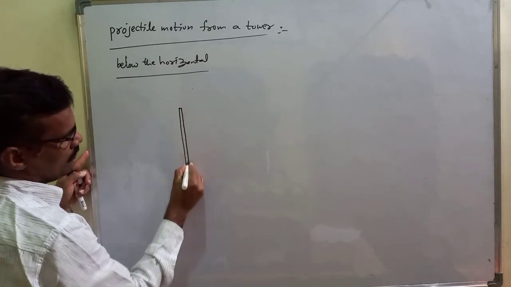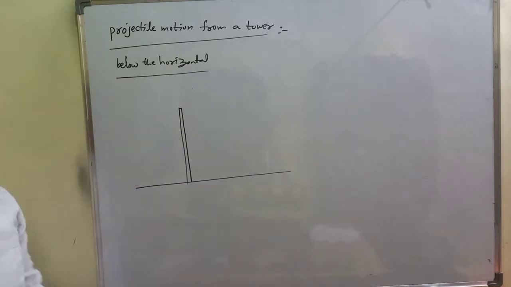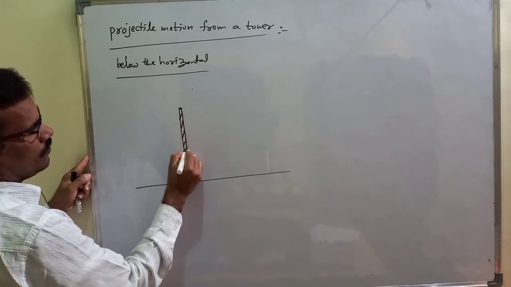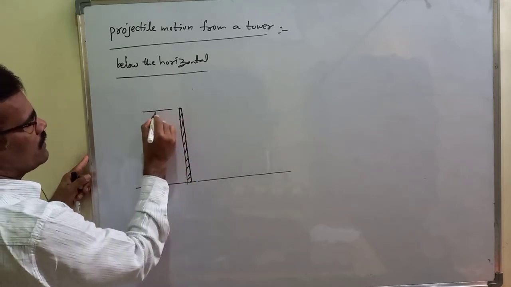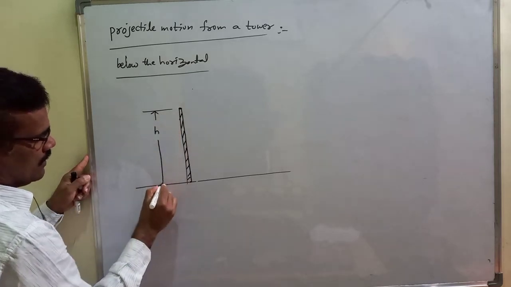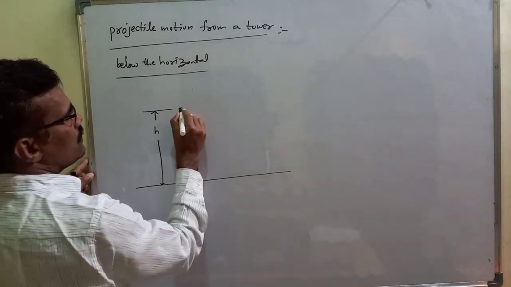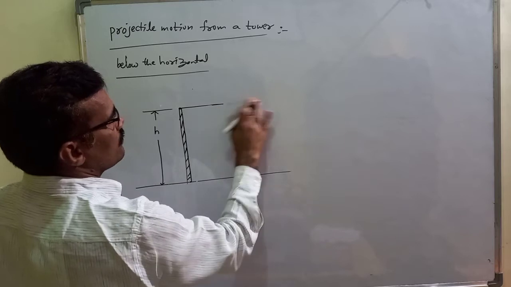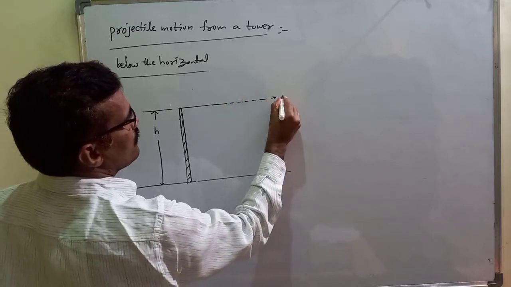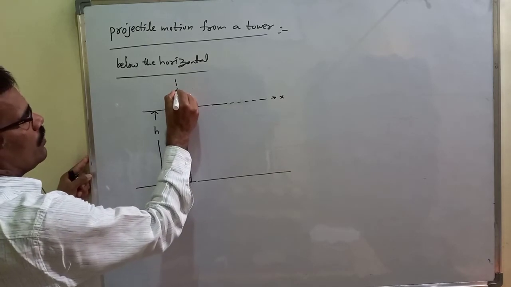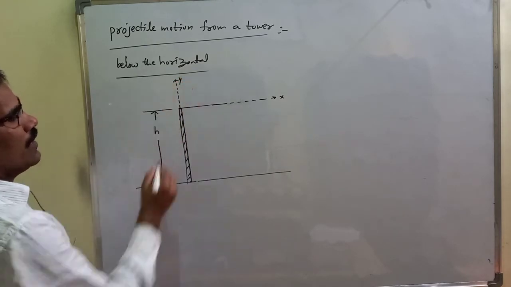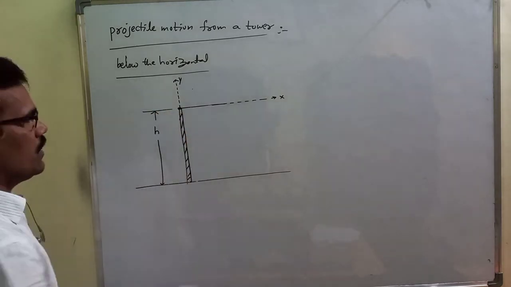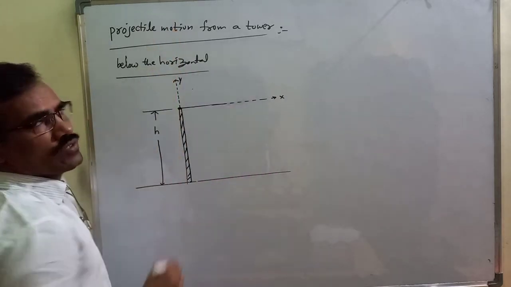Let us consider this is the tower. Top of tower, bottom of tower. Height of tower is taken as h. Consider this is the x direction, x axis. This is the y direction, and this is the origin. So x direction, y direction.